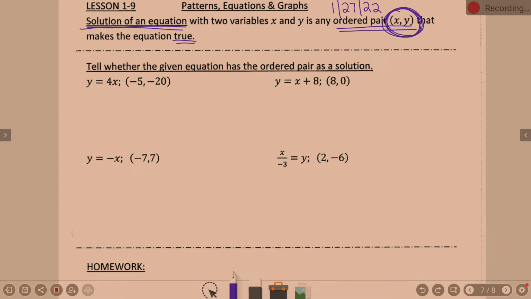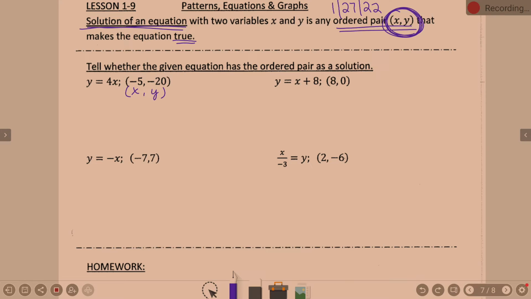So negative 5 is x. In the ordered pair, it's x comma y. So the first number is always x. The second number is always y. Easiest way to remember that, alphabetical, right? X, Y, Z. So first number is x, second number is y. So as we're trying to figure out if this is true, y equals 4 times x.